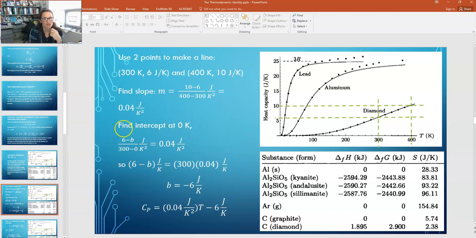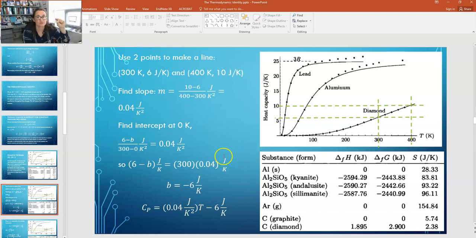All right? So that's going to be the intercept at 0 Kelvin, right? And so if I find the intercept at 0 Kelvin, that would give me 6 minus b. Now I'm going to use my slope equation. I'm going to take my 300 Kelvin data point, and then I'm going to calculate what the heat capacity would be if I extrapolated a straight line back to 0 Kelvin.